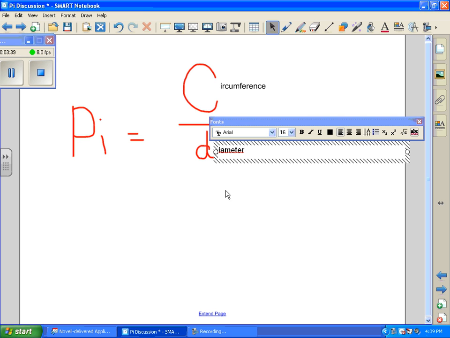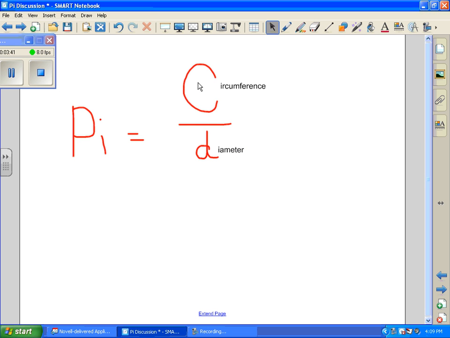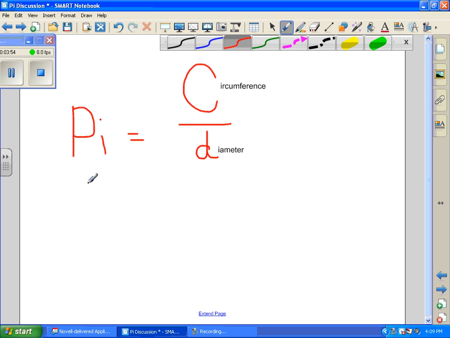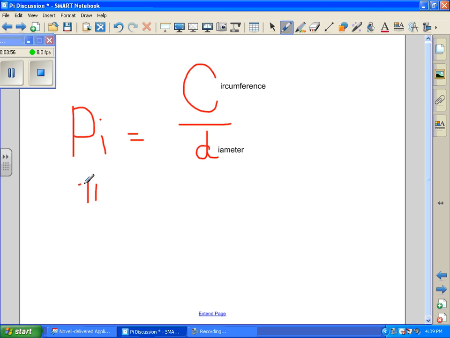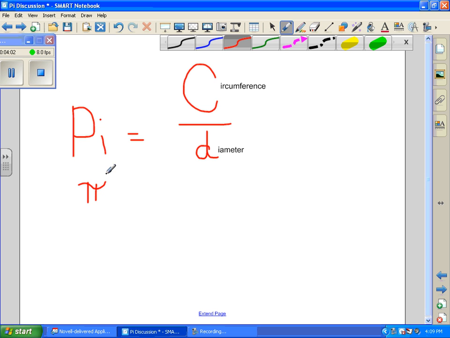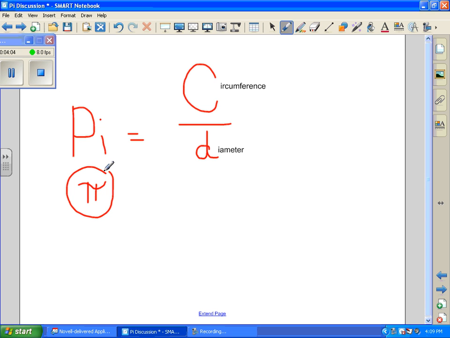So in any formulas that we do from this point forward, capital C is going to be used as the circumference. Lowercase d is referring to diameter. The one thing we do need to keep in mind as well is that pi is represented by a symbol that looks like that. This is the pi symbol. Anytime you see this symbol, it is referring to pi.